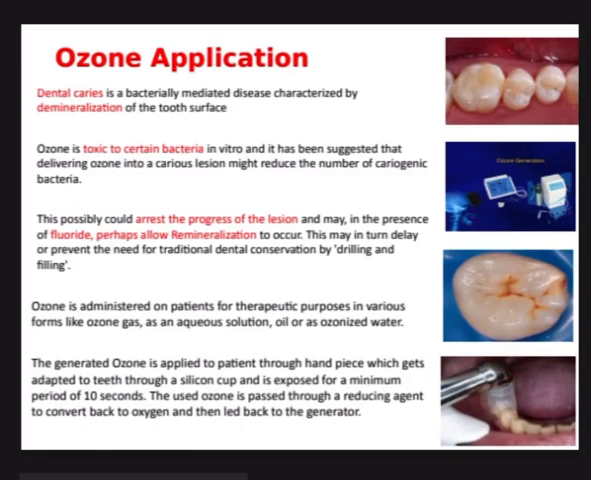Then we have something called ozone application. You know, ozone is a gas. You must have heard about the ozone layer in the atmosphere. So we use ozone. Why do we use ozone in demineralized areas? Because it's toxic to certain bacteria. Ozone kills bacteria, and therefore it arrests the progress of a lesion.